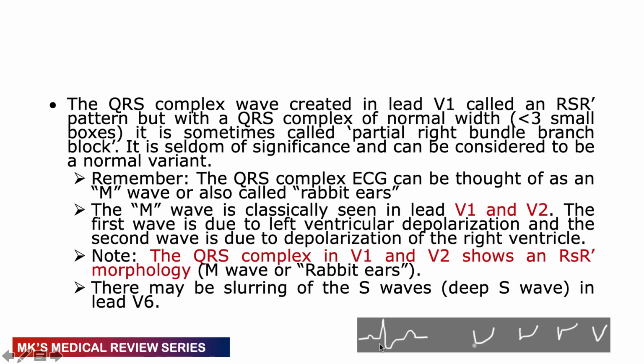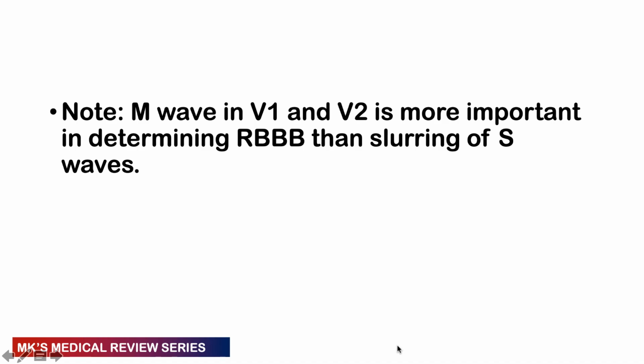This here is a slurred S wave. Remember, it's supposed to have sharp points in a straight line, but you may see slurring in these different patterns of the S waves. Remember that the M wave that we see, the rabbit ears we see in V1 and V2, is actually more important in determining whether right bundle branch block is present than the slurring of the S waves, because sometimes you may not see the slurring of the S waves.